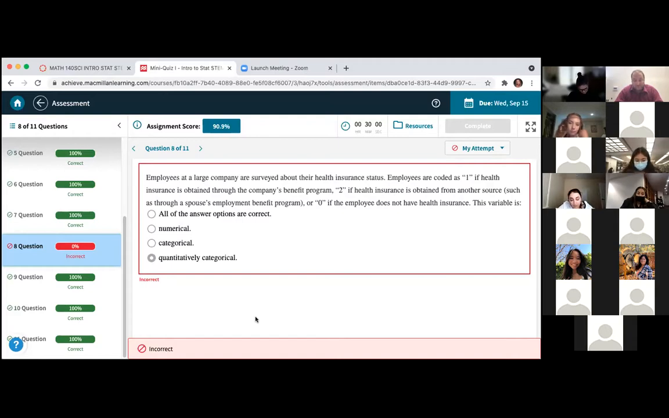This variable is. So we never used the term quantitatively categorical. That was never a term that we used in the class ever. I can see why it would make sense, because you're using numbers to describe categories, but we never used that term. So this is categorical, even if it has numbers in it. We spoke about that. Zip codes have numbers in them, but you can't average them. It doesn't make any sense. They're just categories. So even with numbers, it's strictly categorical.